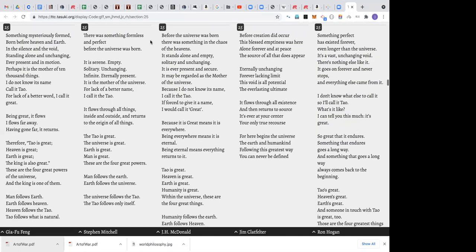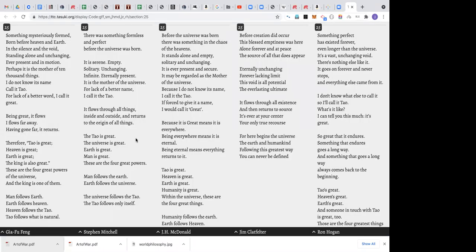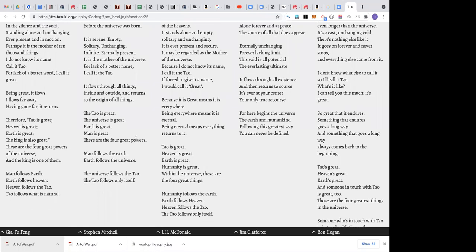My one suggestion, when we try to learn Chinese philosophy: thank you for sharing. This is chapter 25 of the Dao De Jing. You see, man follows earth, earth follows heaven, heaven follows Dao, and Dao follows nature. Sun Zi didn't talk about nature.